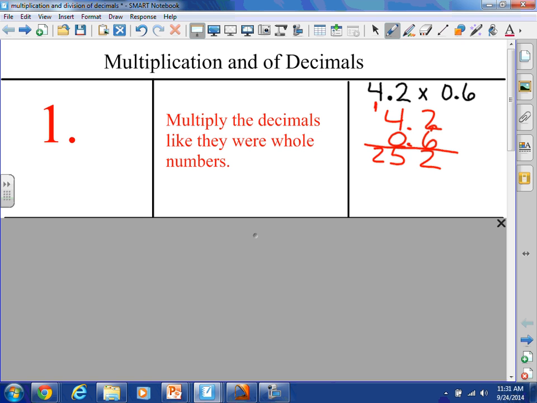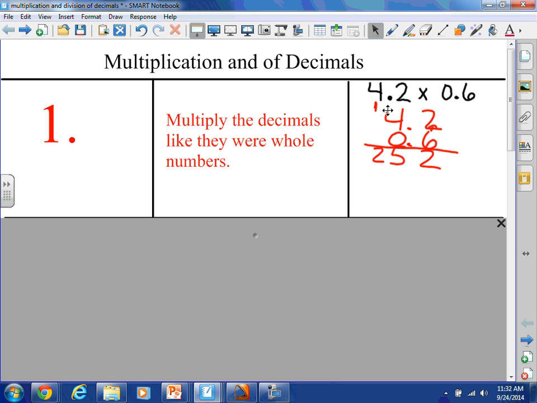Now, if it has a 0 at the end, you don't need to write any zeros. It doesn't do anything for your problem when you're multiplying with decimals. If the number ends with a 0, do not multiply it. You're done. So that's the first step. I just take my decimals and multiply the digits like they are whole numbers. Okay? So now I'm going to go to step number 2.